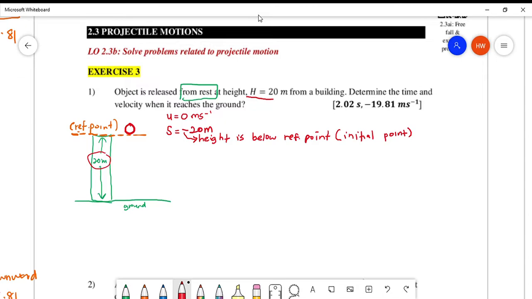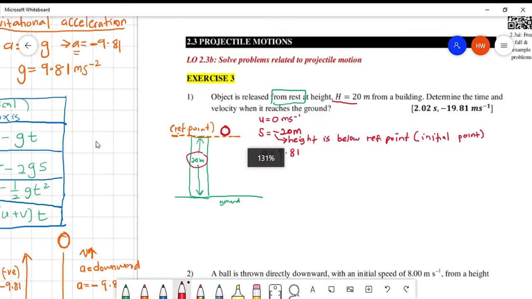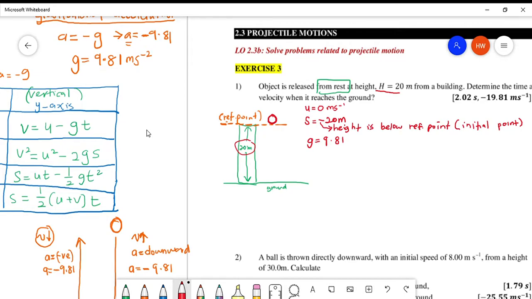Yes, okay. So sekarang ni kita tahu G nilai dia sentiasa 9.81. So daripada table tadi yang saya buat, okay, kita nak cari T. Equation mana yang sesuai kita guna? Antara 1, 2, 3 dan 4 ni. Kita nak cari time. Which equation should we use to find the time?